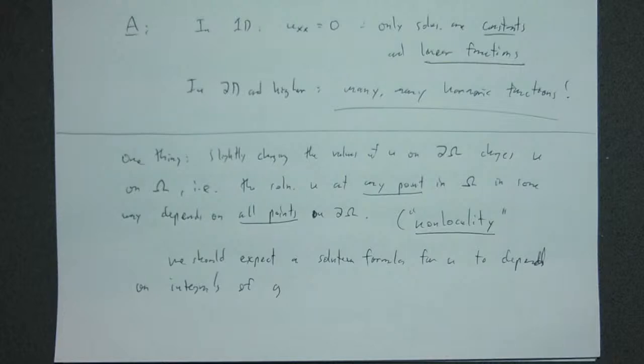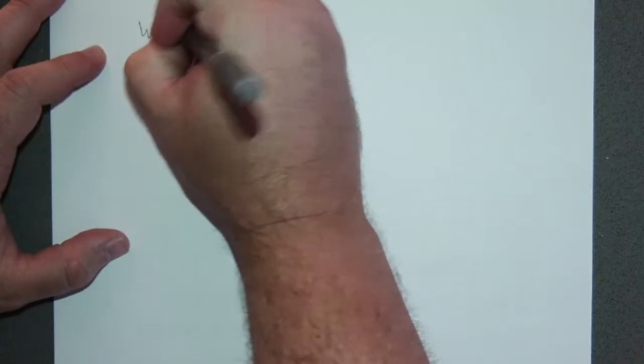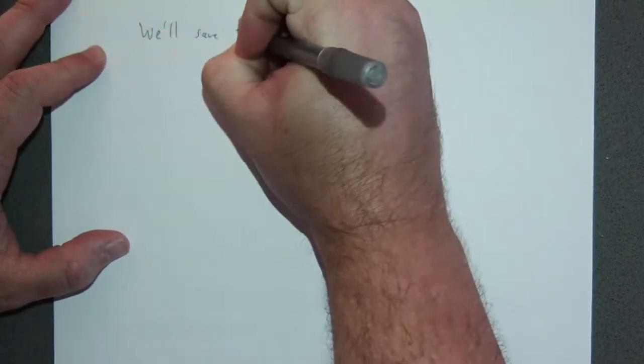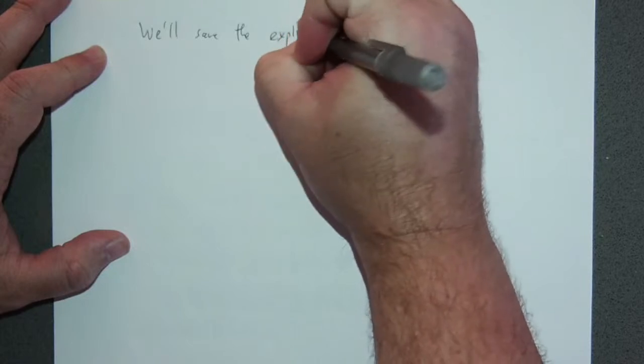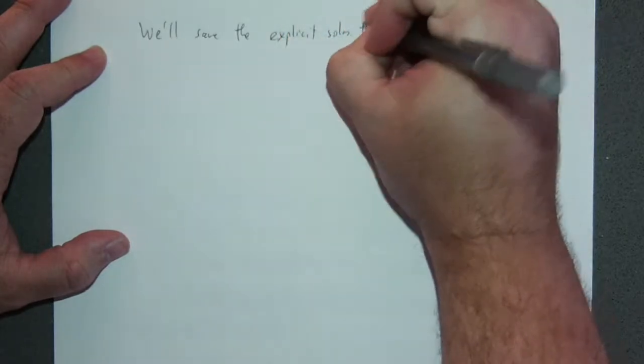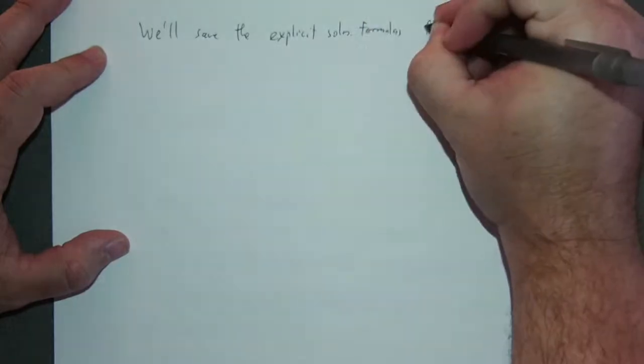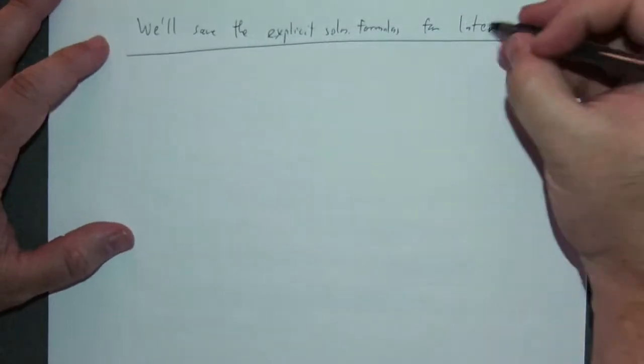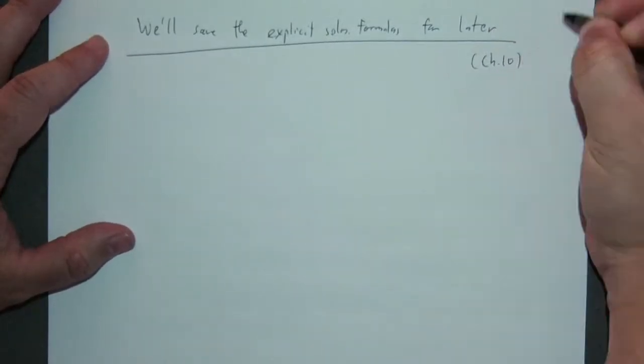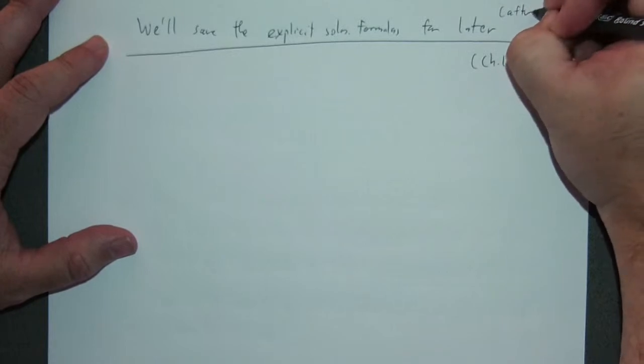And so, to that end, maybe this is a good time to go into some basic properties of these harmonic functions. Now, we'll save the explicit solution formulas for later. This is covered in chapter 10. We will cover it after separation of variables.